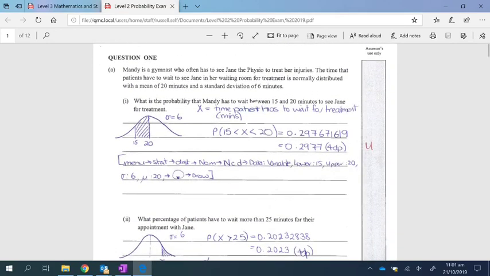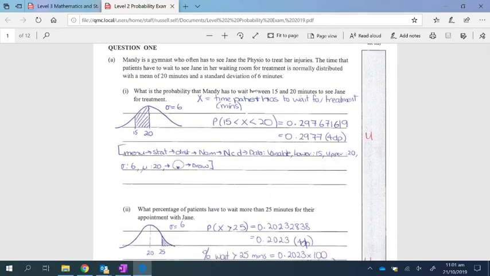Okay, here we go. So question 1. Mandy is a gymnast who often has to see Jane, the physio, to treat her injuries. The time that patients have to wait to see Jane in the waiting room is normally distributed with a mean of 20 minutes and a standard deviation of 6 minutes. What is the probability that she has to wait between 15 and 20 minutes to see Jane?